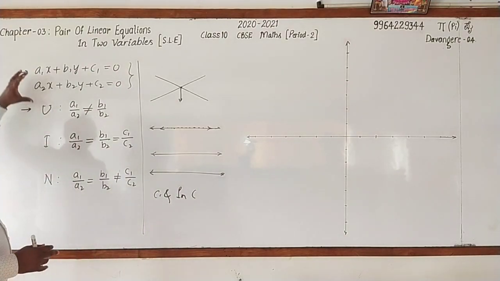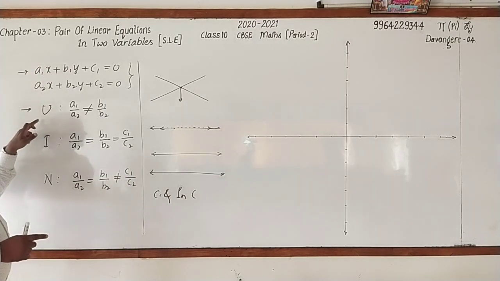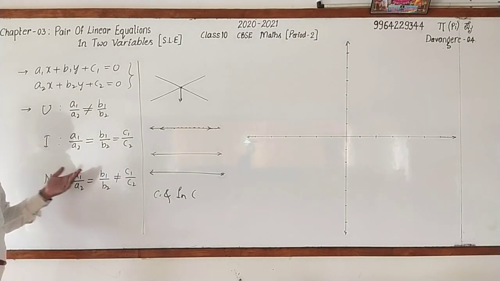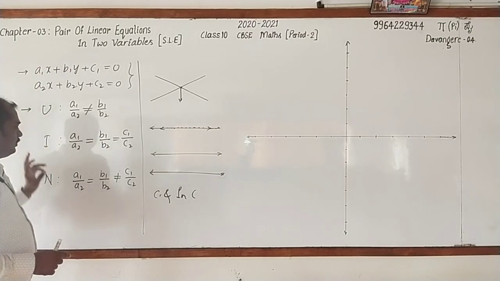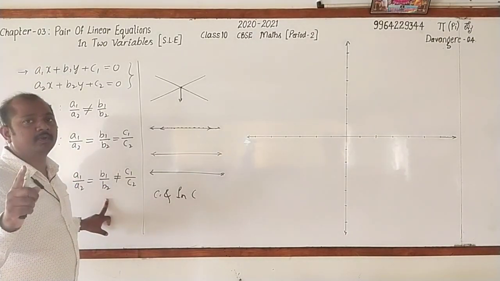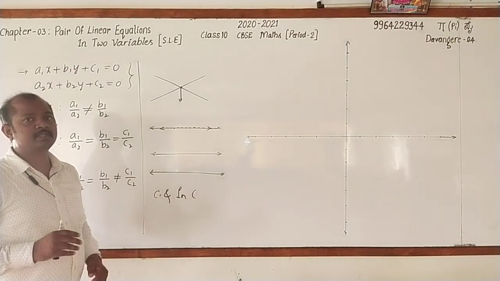Then after this, we discussed consistent and inconsistent systems of equations. The equations are consistent if and only if they have solutions, may be unique or infinite. If the given equations have no solutions, then the system of equations is inconsistent. So this much was discussed.